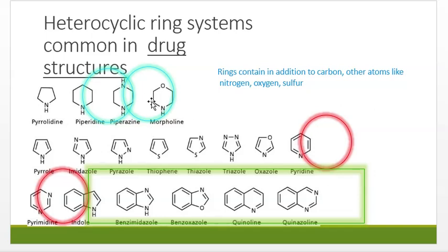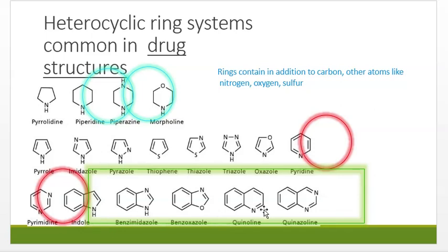They are related to the saturated heterocyclic compounds, but the following heterocyclic compounds are aromatic: pyrrole, imidazole, pyrazole, thiophene, thiazole, triazole, oxazole, pyridine, pyrimidine. But indole, benzimidazole, benzoxazole, quinoline and quinazoline are fused heterocyclic compounds.